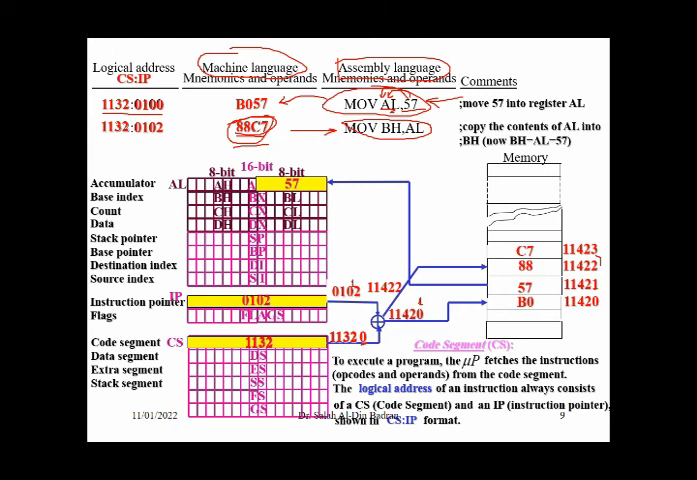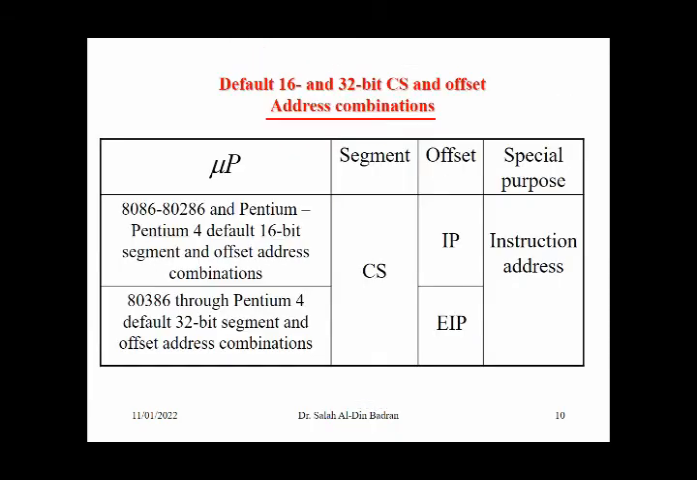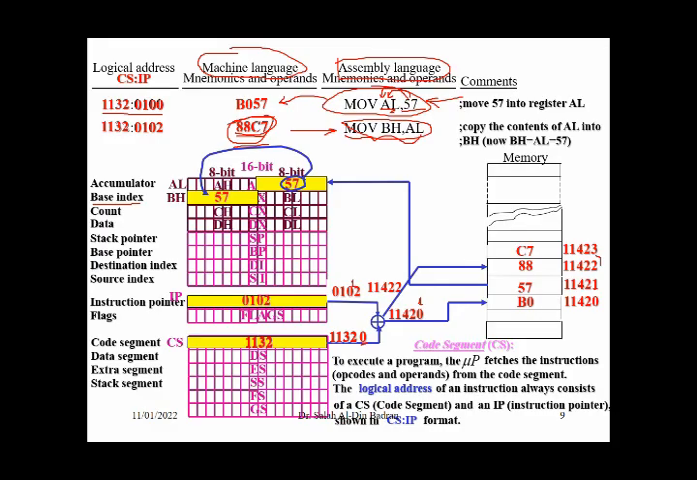After storing the instruction in its machine language form inside the memory, now it will start to implement this assembly instruction. It says take the contents of AL, which is 57, and copy it into BH, the 8-bit, the 1 byte base index register. So the first byte of the base index register becomes 57. So this is the final result.